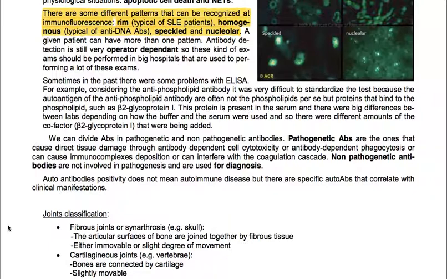We can divide antibodies into pathogenetic and non-pathogenic antibodies. Pathogenetic antibodies are the ones that cause direct tissue damage through antibody-dependent cell cytotoxicity, or antibody-dependent phagocytosis, or can cause immune complex deposition or can interfere with the coagulation cascade. Non-pathogenic antibodies are not involved in pathogenesis and are used for diagnosis. Autoantibody positivity does not mean autoimmune disease, but there are specific autoantibodies that correlate with clinical manifestations.